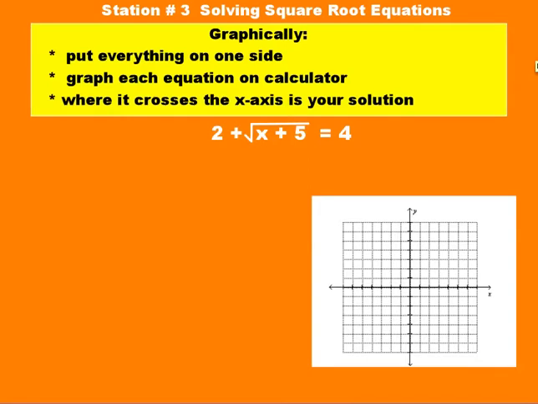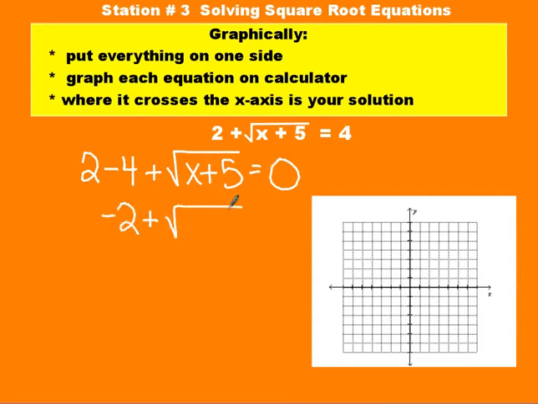Another way to solve this great radical is to graph it. So we're going to have to get everything on one side because remember, it has to be set equal to 0 in order for it to be something we can graph. So I'm going to subtract 4. So I've got 2. Now I'm going to have to subtract 4. When you take 2 minus 4, you just get -2, and you may not have needed that initial step.